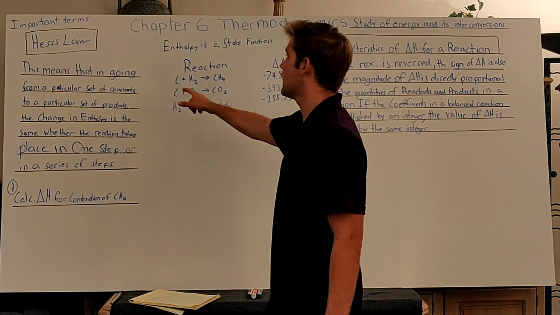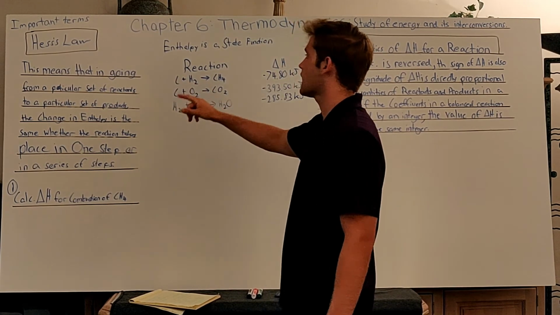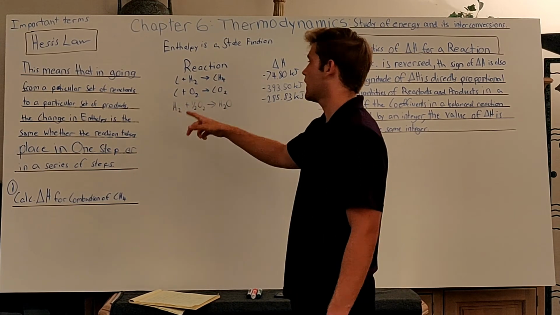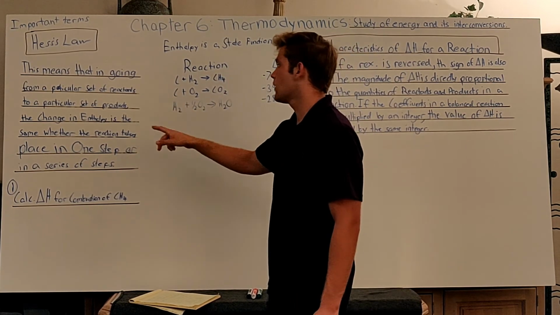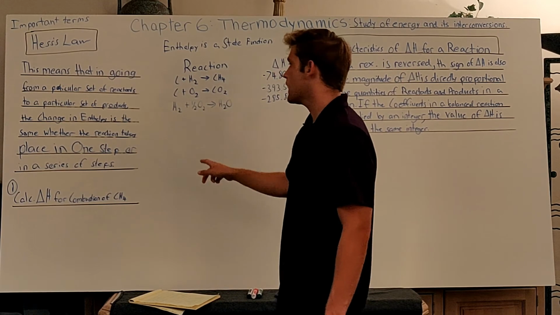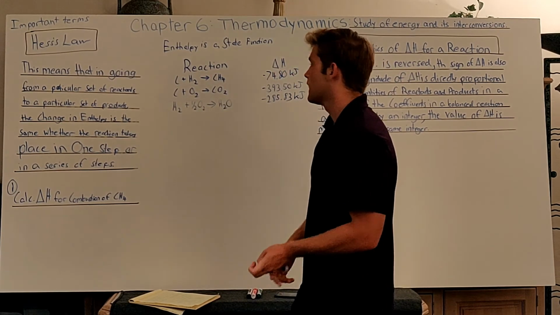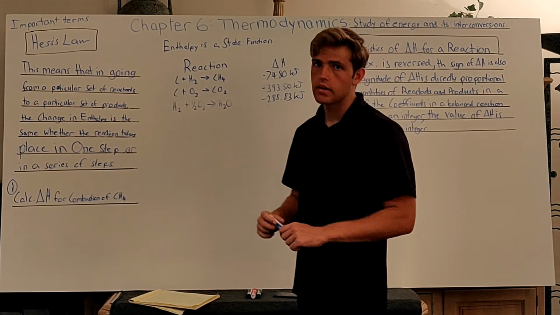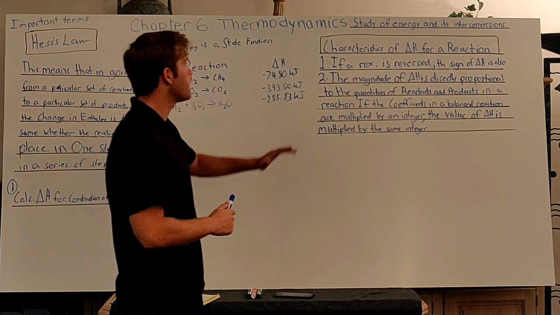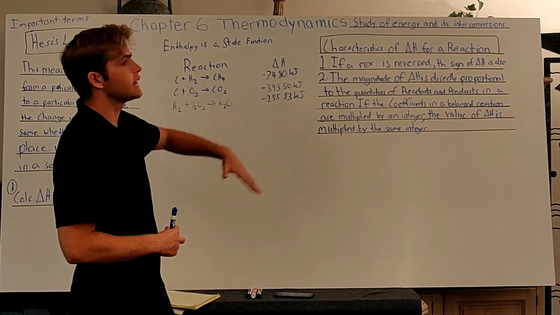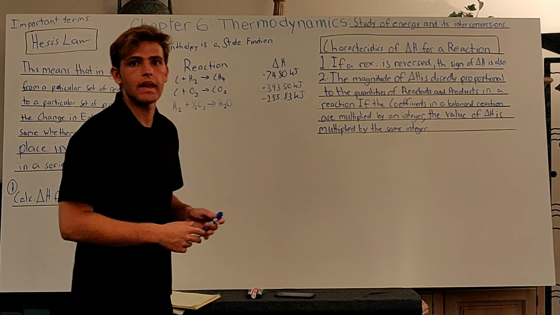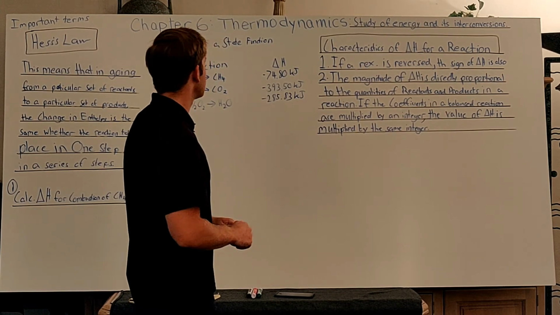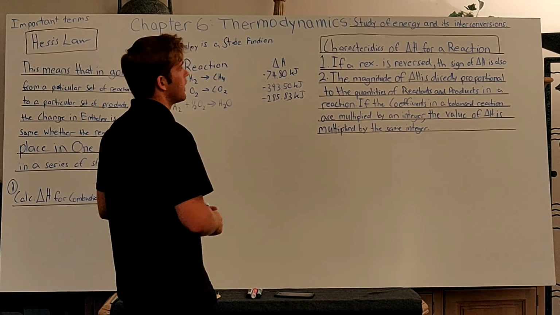This means that in going from a particular set of reactants to a particular set of products, the change in enthalpy, the state function, is the same whether the reaction takes place in one step or in a series of steps. So we're going to work on a practice problem. But first, we need to know a few concepts and workarounds that make it easy, that we've found work for finding the delta H for certain problems.